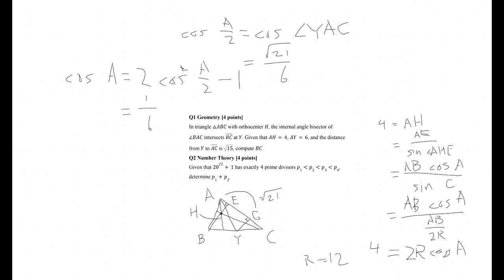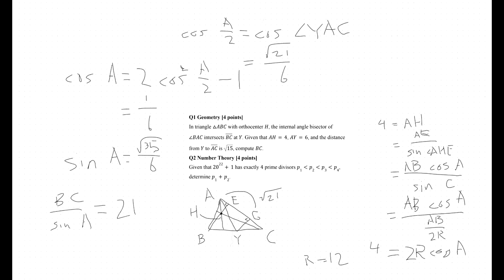Additionally, since sine A squared plus cosine A squared equals 1, we have sine A equals root 35 over 6. And we know it's positive because A is between 0 degrees and 180 degrees. Okay, so now we use the law of sines one last time, and we have BC over sine A equals 2R.